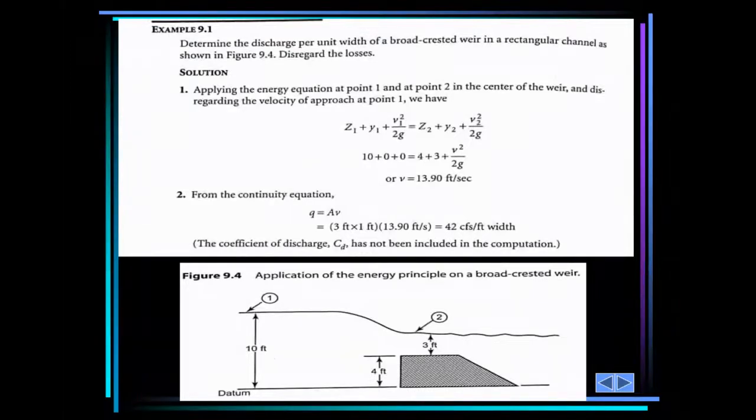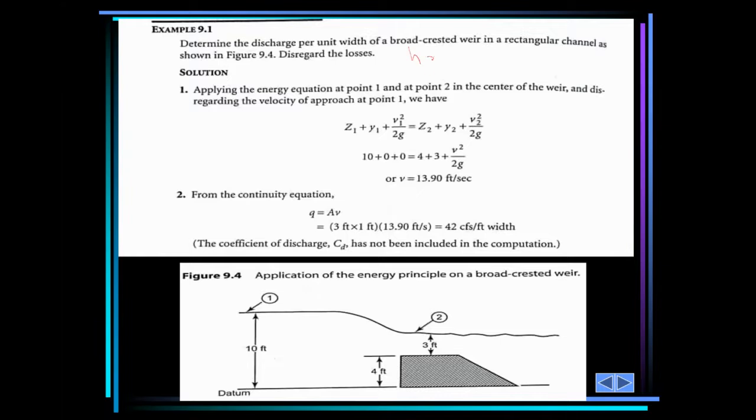Now, let's take a simple example to demonstrate the Bernoulli equation. Here it says, determine the discharge per unit width of a broad crested weir shown in figure 9.4. Disregard the losses. So here we are neglecting the losses.